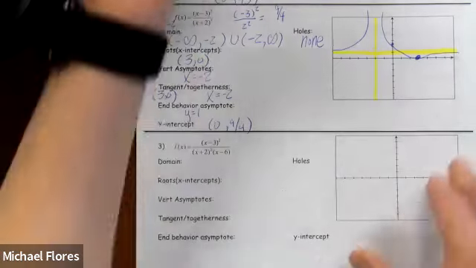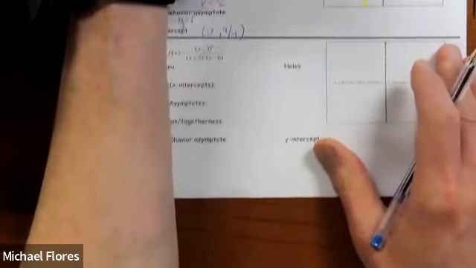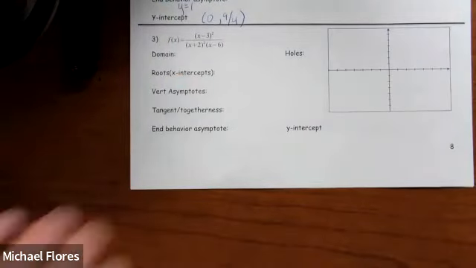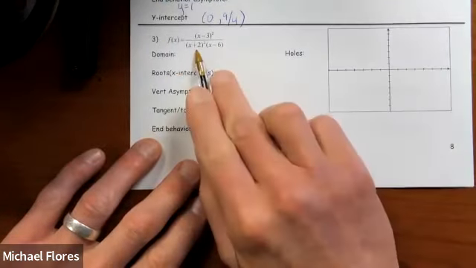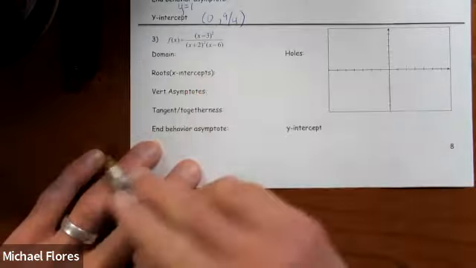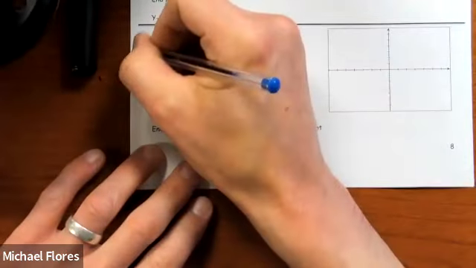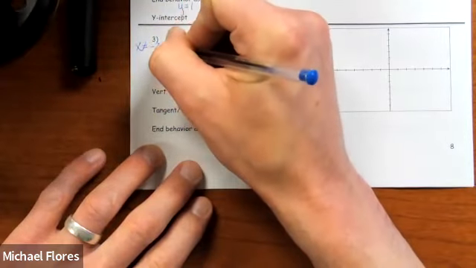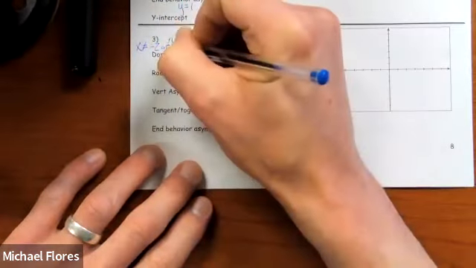Okay, example 3. Okay, domain here, you have to set both of these equal to 0 and solve. So x cannot be -2 or +6.